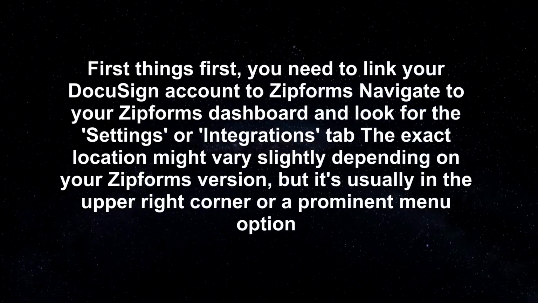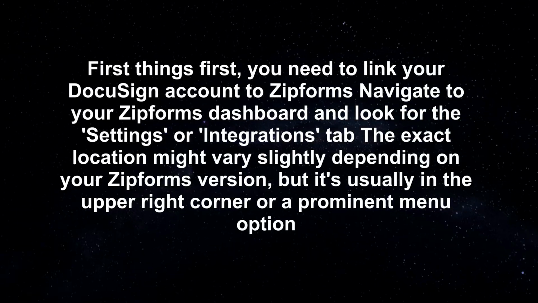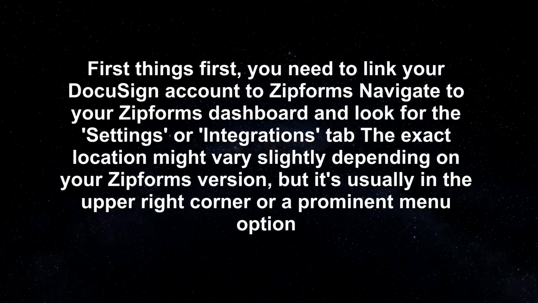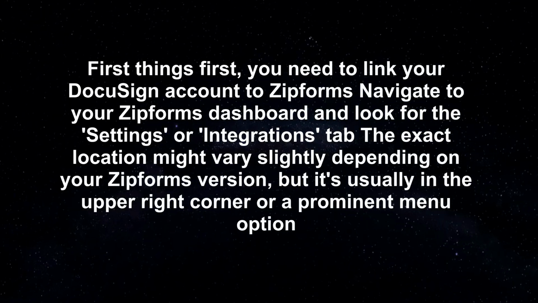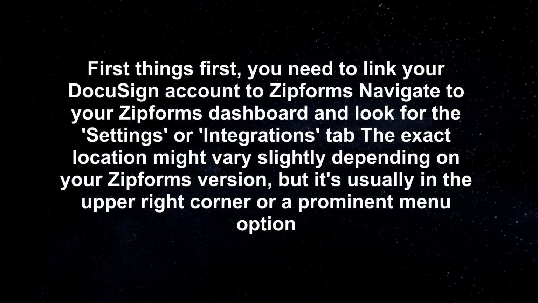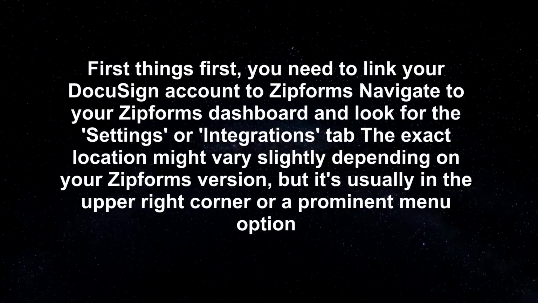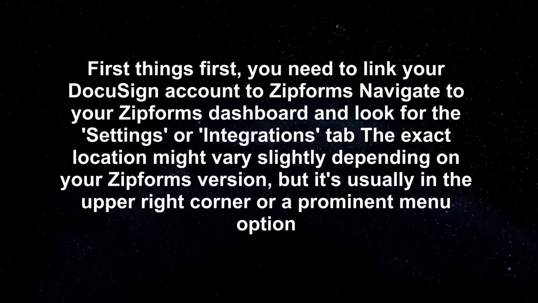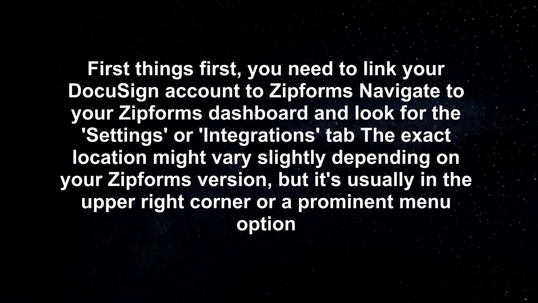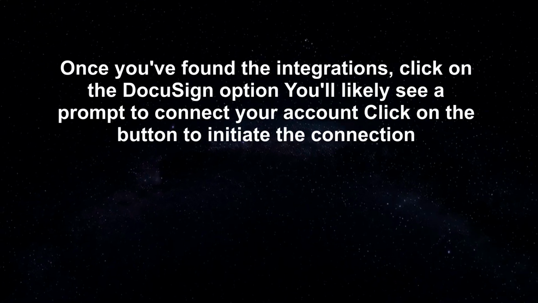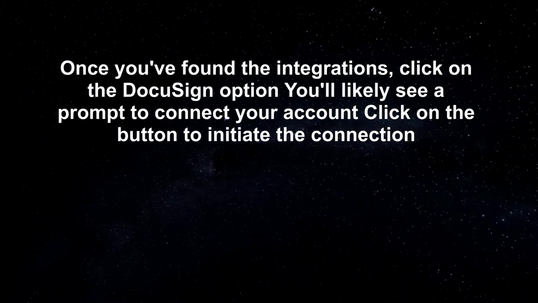First things first, you need to link your Docusign account to ZipForms. Navigate to your ZipForms dashboard and look for the Settings or Integrations tab. The exact location might vary slightly depending on your ZipForms version, but it's usually in the upper right corner or a prominent menu option. Once you've found the integrations, click on the Docusign option.